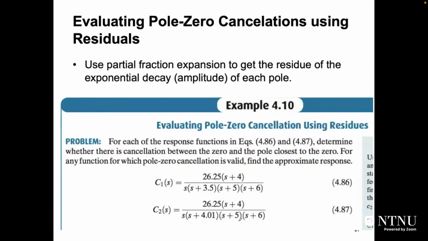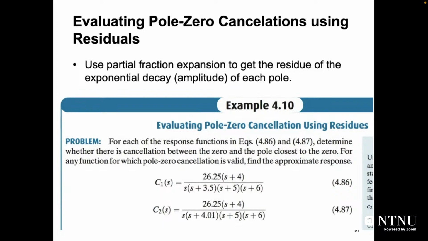We need to evaluate pole zero cancellation using the residuals. There is an approach, because we cannot just do it directly. We need to calculate the residuals. In fact, use partial fraction expansion to get the residue of the exponential decay of each pole, to see if it is significant or not.